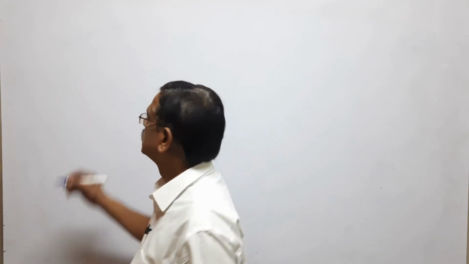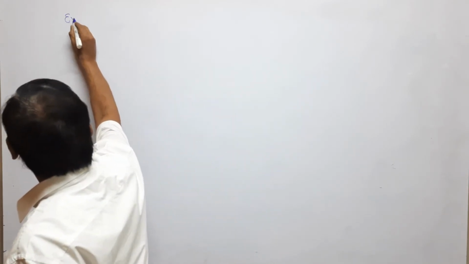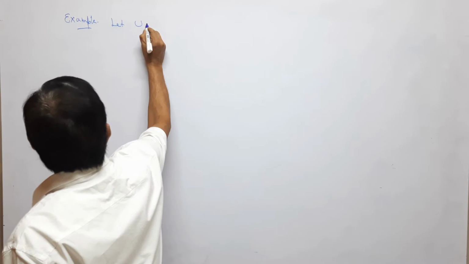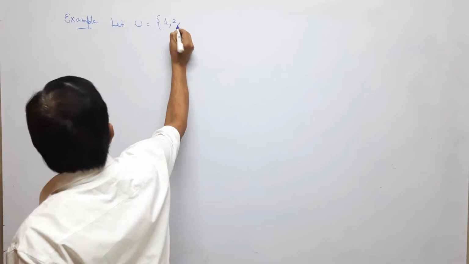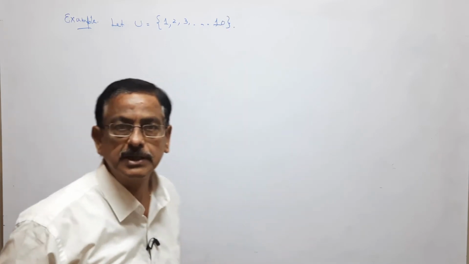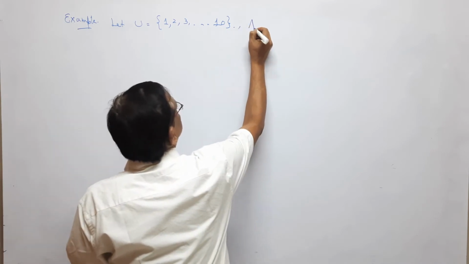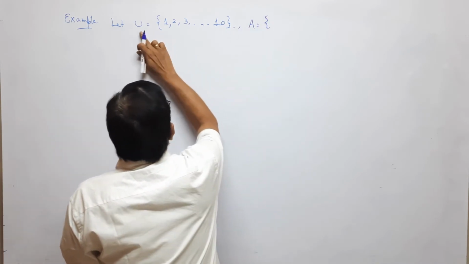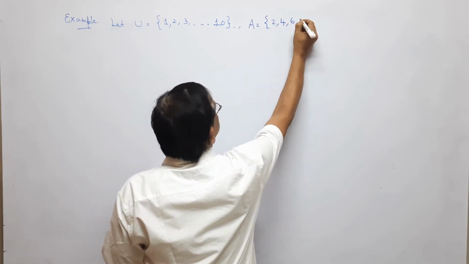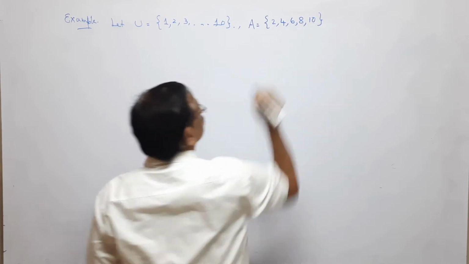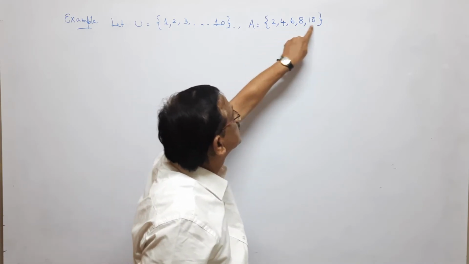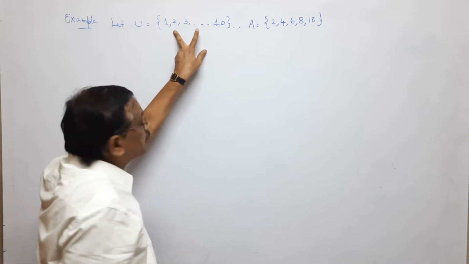Let us see one more example. Let U, the universal set, be 1, 2, 3 and so on up to 10. So I have taken a universal set. Let me write down a set A from this U only: 2, 4, 6, 8 and 10. Look carefully, this is 2, 4, 6, 8, 10, so the multiples of 2 from this set only.